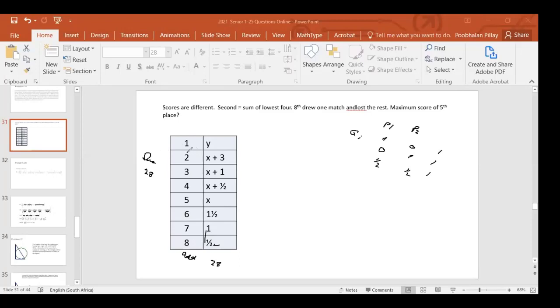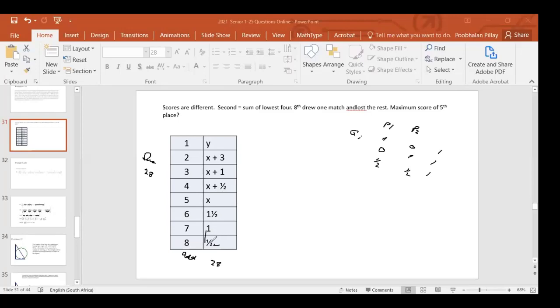We don't know what the scores are. It could be 1, 0, 0, 1, or half, but the total score for each game is 1. There are 28 games, and these are the scores for each person. So when you add up all these, you're going to get 28. You want X to be as large as possible, so you want the rest of it to be as small as possible.